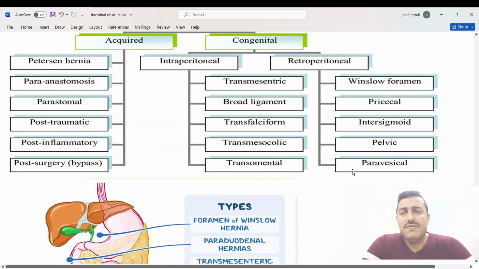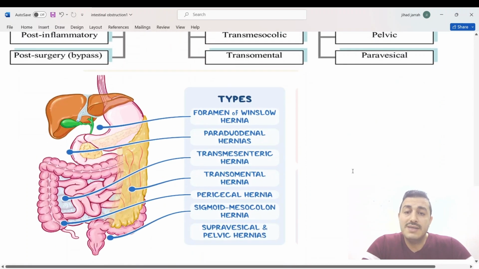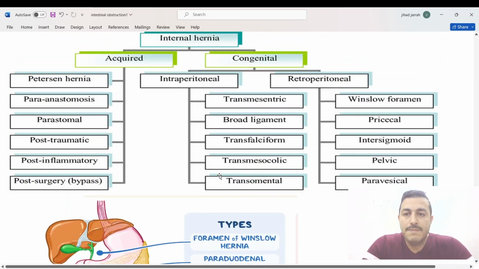Actually, it's hard to diagnose even on radiological study, and sometimes they are explored at the time of surgery. You can see this picture. Where is the foramen of Winslow hernia? Where is the paraduodenal, which is the most common type of internal hernia? Paraduodenal hernia. Where is the transmesenteric? Here is the mesentery and transmesenteric hernia. Transomental hernia over here, it's part of the bowel that penetrates the omentum. Sigmoid hernia and mesocolic hernia, and of course the paravesical or pelvic hernia.